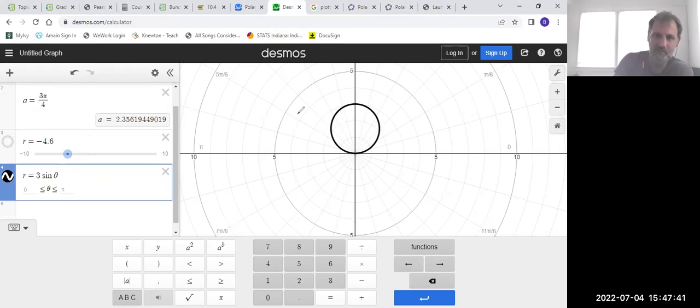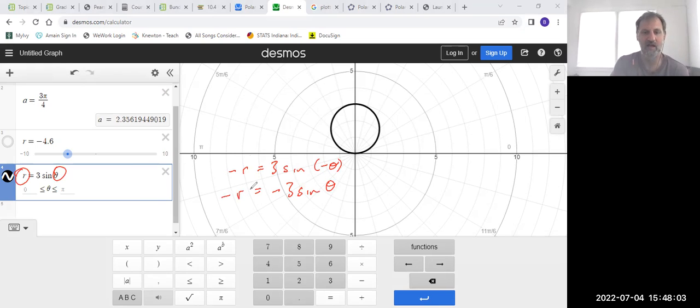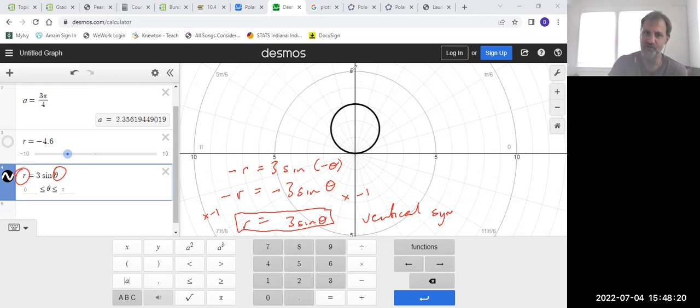I'm going to substitute, just a different color here. I'm going to substitute r with negative r, theta with negative theta, and see what happens. Negative r equals 3 sine negative theta. How do we clean it up? Well, we know that the sine of negative theta is equal to negative sine theta, so that negative escapes. And now I can just multiply both sides by -1. So r equals 3 sine theta. Same thing I started with. That proves that there's horizontal symmetry.